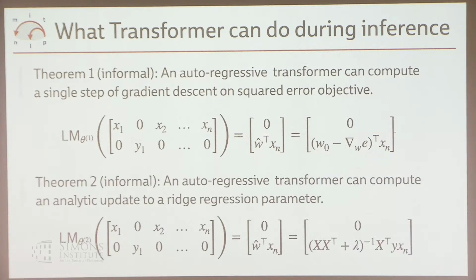We also show that if you have more layers, then the transformer can also compute the optimal solution to this problem, which is the ridge regression solution, by simulating an iterative algorithm. All of these constructions are to show that learning with a fixed LM is possible with a few layers of a transformer.